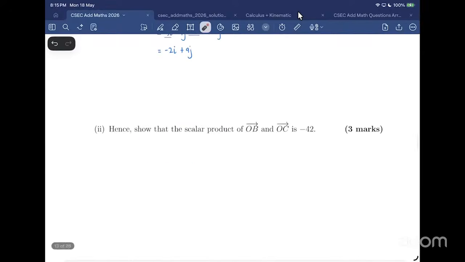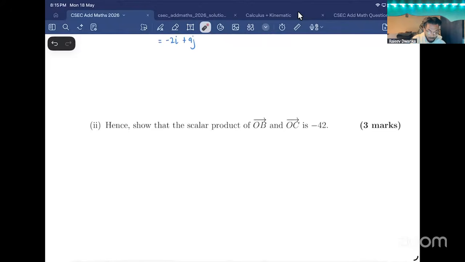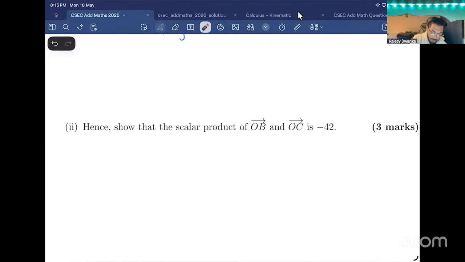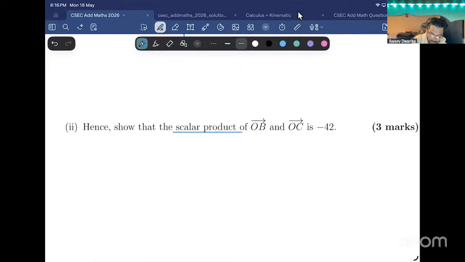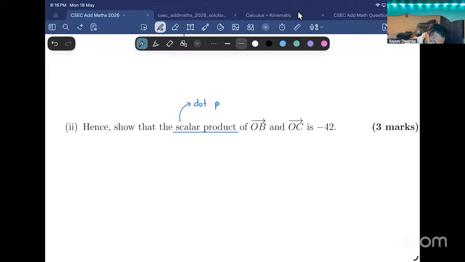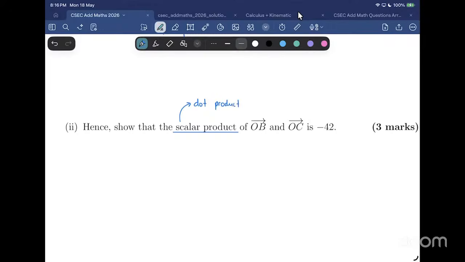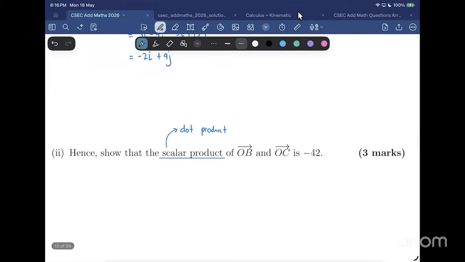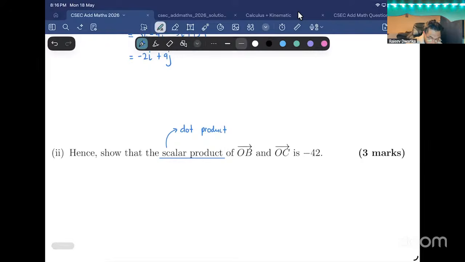Hence show that the scalar product of OB and OC is minus 42. So we're talking about scalar products. I know you're in Form 4, isn't it, but it's something you would multiply the vector by? Yeah, this scalar product is just a dot product. That's all. So we want to find the dot product of OB and OC.